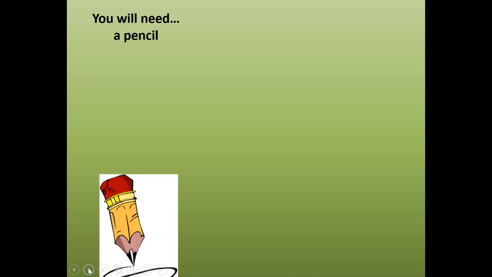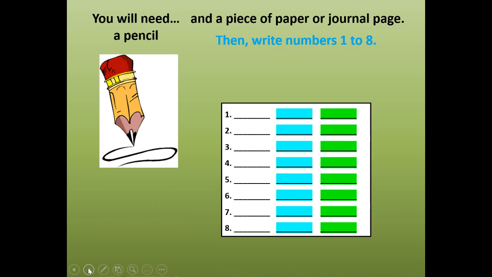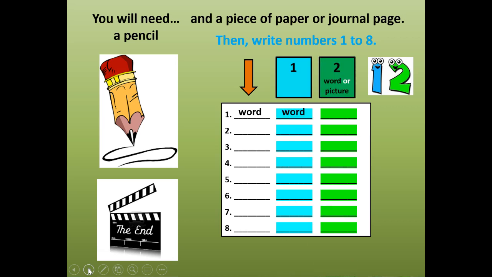So for this lesson, you will need a pencil and a piece of paper or journal page. Then you're going to write your numbers 1 to 8. And for each number, you're going to write the vocabulary or sight word. And then at the end of the lesson, I'm going to challenge you to write your word up to 2 more times, 1 and 2. And the second time you write it, you can also draw a picture or quick sketch.